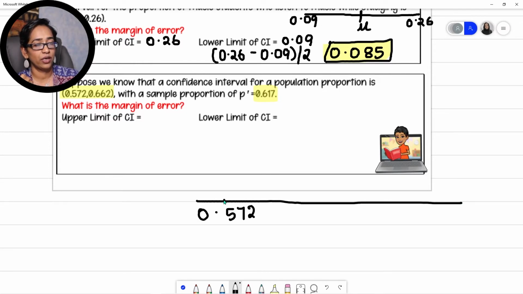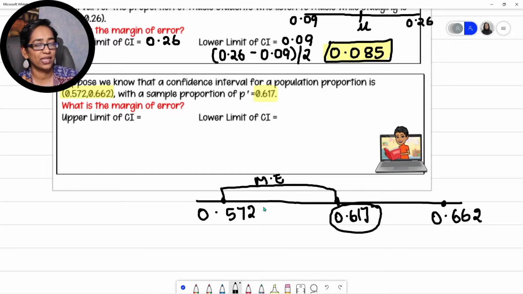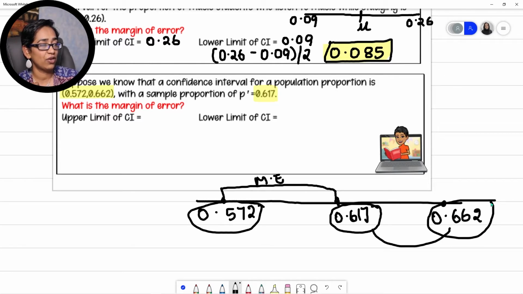And my upper limit is 0.662. And they're saying the sample proportion is in between, which is 0.617. And they're asking me to calculate the margin of error. There are so many ways you can do that. You can simply subtract this from this and you get your answer. Or you can subtract this from this and you get your answer.